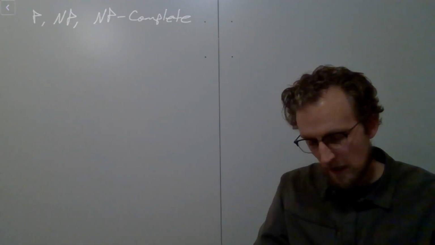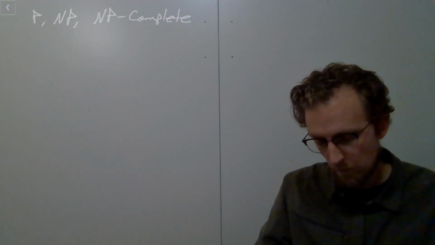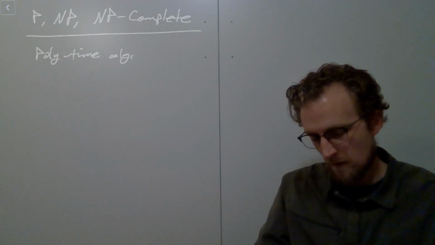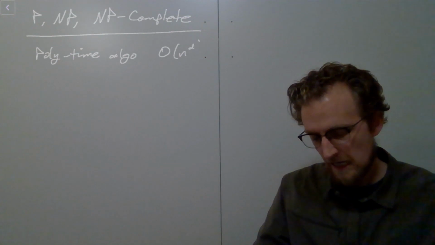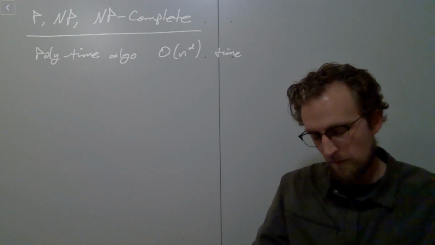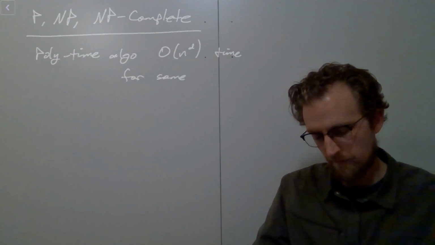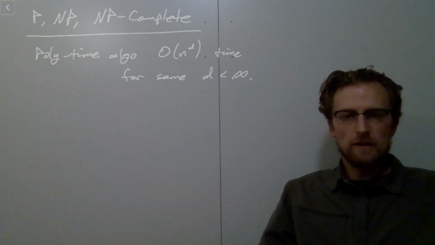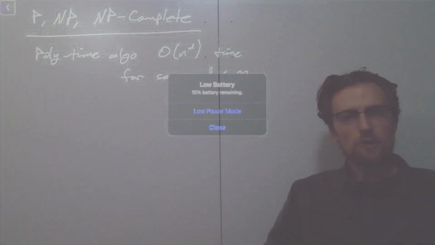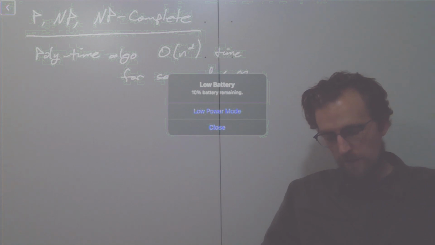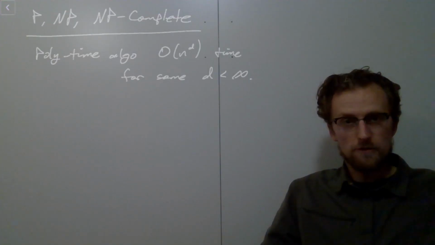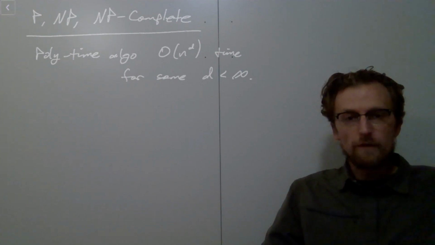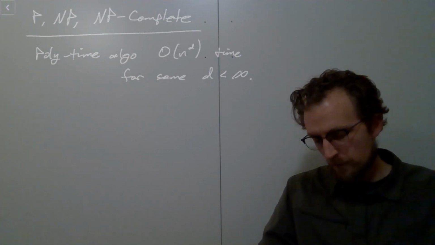All right, so a polynomial time algorithm is one which runs in big O of n to the d time for some d, some d less than infinity. That's going to be our operating definition of a polynomial time algorithm. This includes algorithms that have log factors, right? So it doesn't have to be a strict polynomial for us to call it polynomial time. It just has to be big O of some polynomial. So that's one important definition.